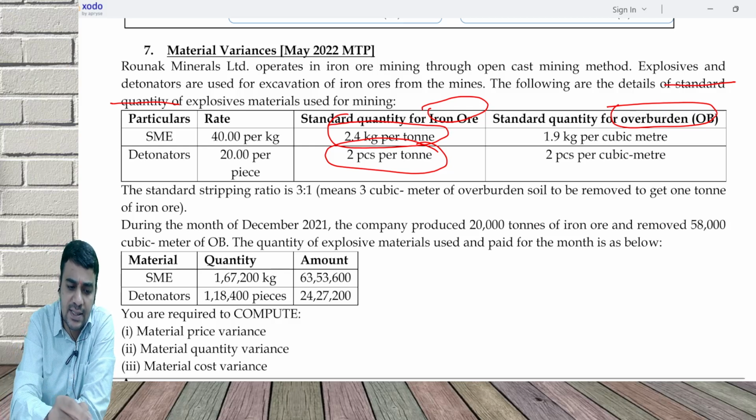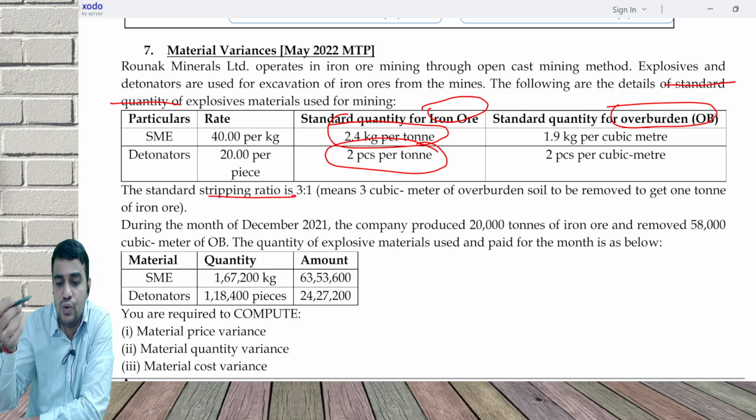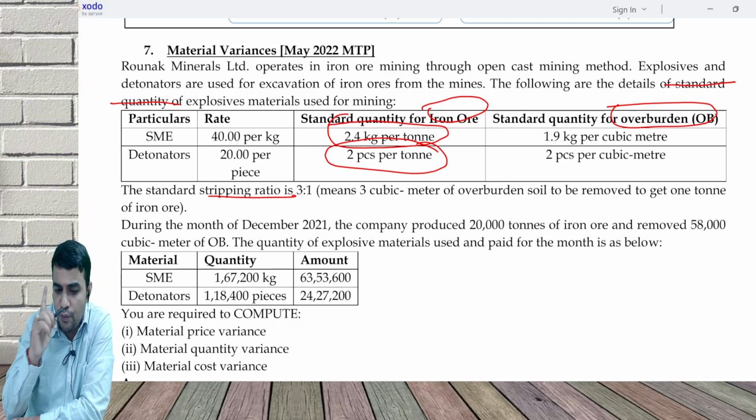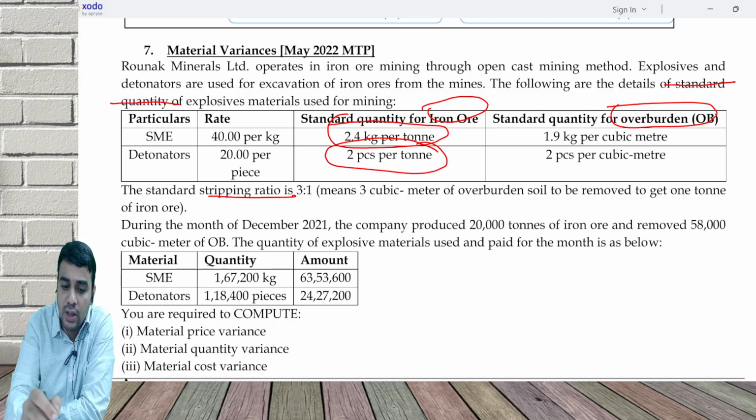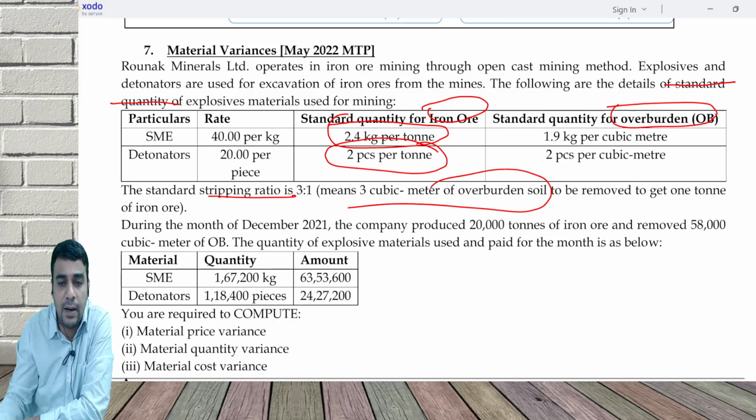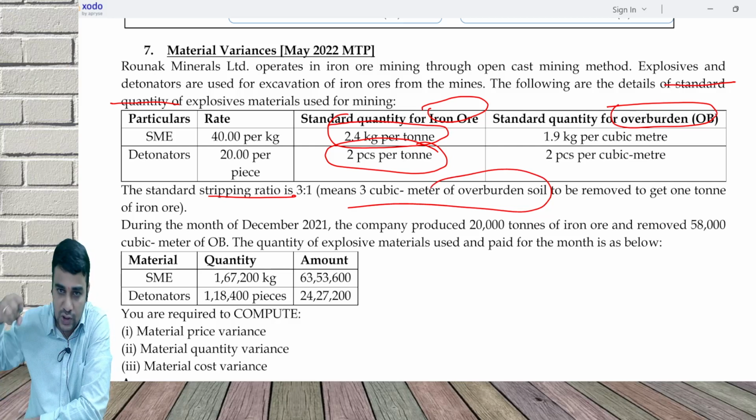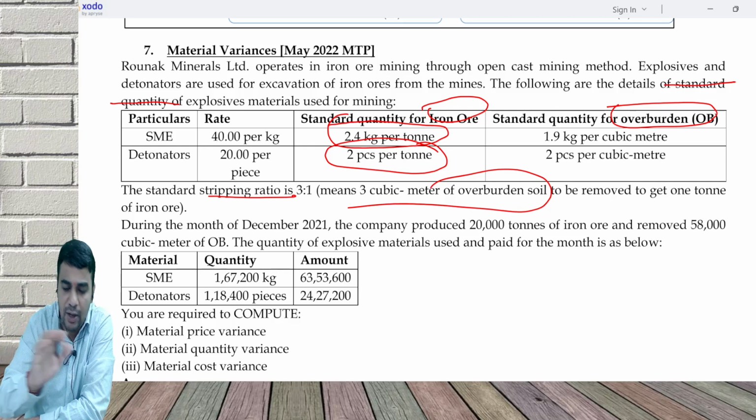The standard stripping ratio, that is, for 1 ton of iron ore, 3 cubic meter of overburden soil is to be removed. First, I remove the soil, then I'll get the iron ore. That is what the question is indicating. There may not be any use of this information, you'll understand as we proceed.